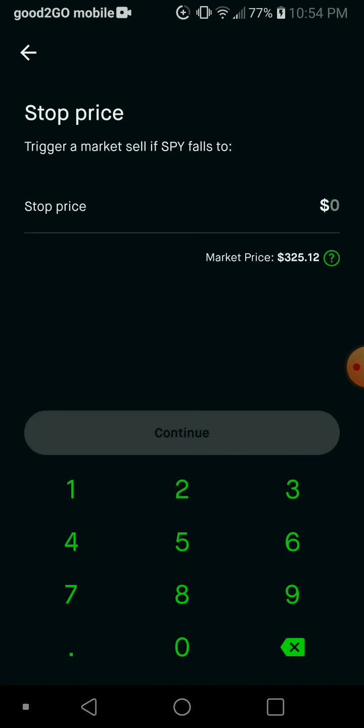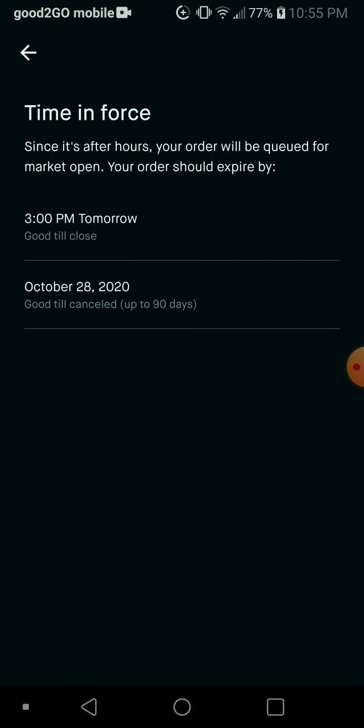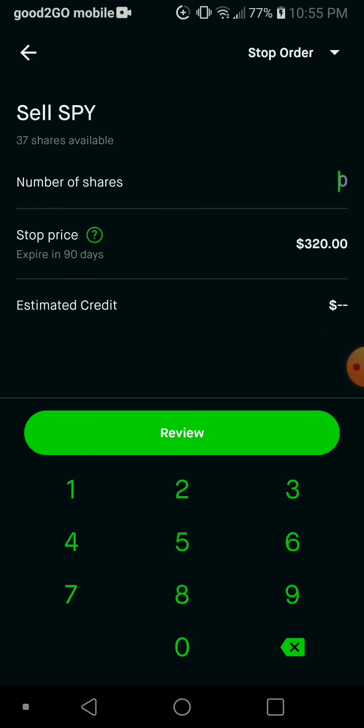And then we're going to choose the price at which you want to sell that stock if it hits that price. So let's say, hey, now it's 325. Let's say if it hits 320, please sell all my SPY stocks. So we enter the price, and then we're going to click continue. It's going to ask if you want it for 1 day, or you want to continue for 90 days. Well, I want to continue forever. If the stock ever hits 320, please sell all my stocks. I'm going to choose the other one at the bottom.